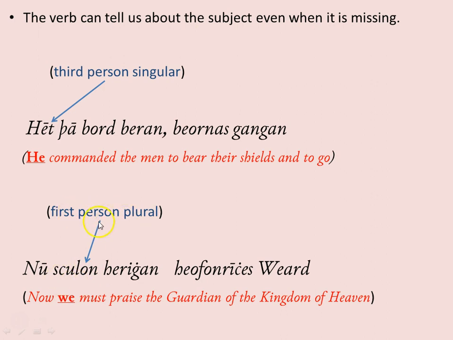So, first person plural, we. Even though wé, the Old English word for we, is not there, we can tell from the context, from the form that it takes, that it's in the first person plural, sculon. So there must be a we there. When we translate it, we put a we there. Remember, Old English is an inflected language, so the case will tell you a great deal of information because it communicates grammatical information.